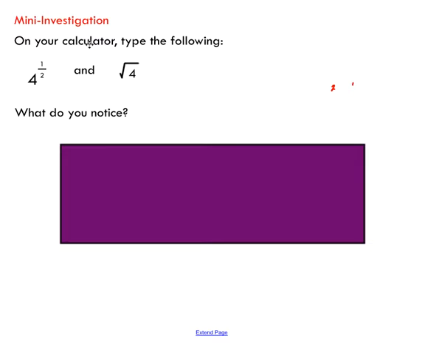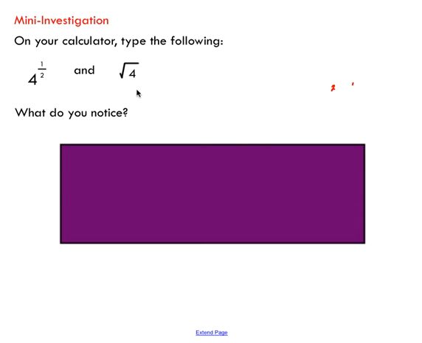If you have a calculator handy, you type 4 and you raise that to the power of 1 over 2. Also punch in the square root of 4. You're going to notice something pretty special. In each case, what you're going to see is you get 2. 4 to the power of 1 half is 2, and root 4 is also 2.